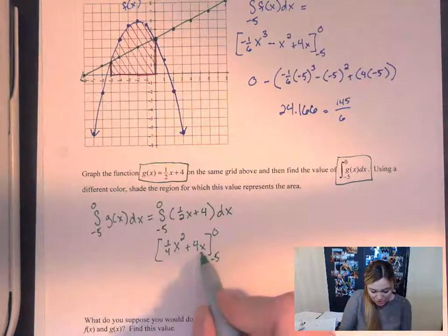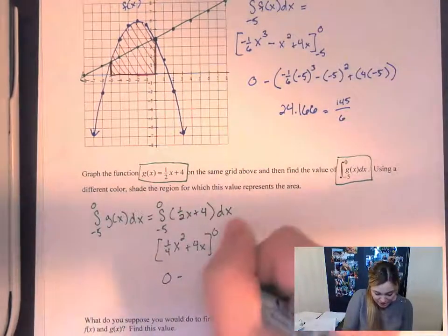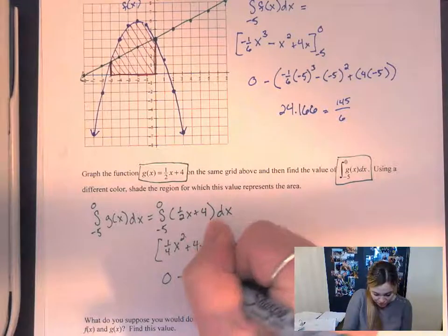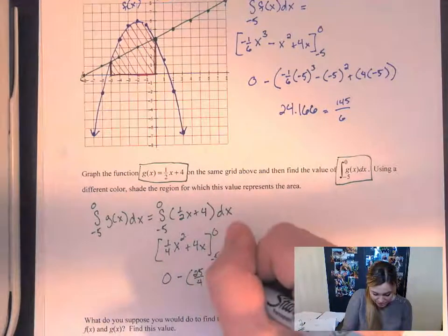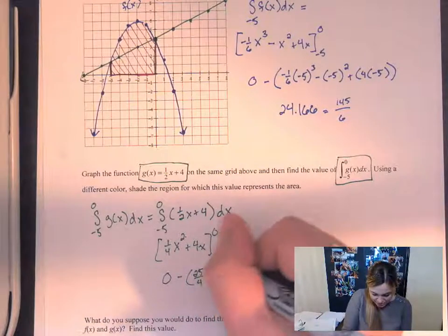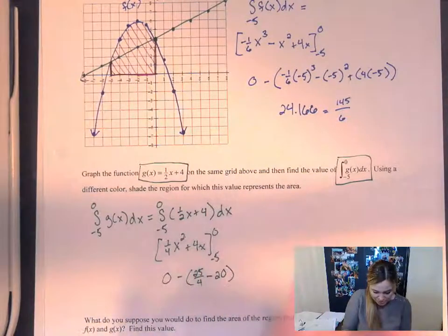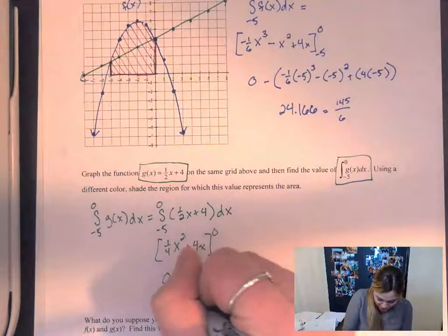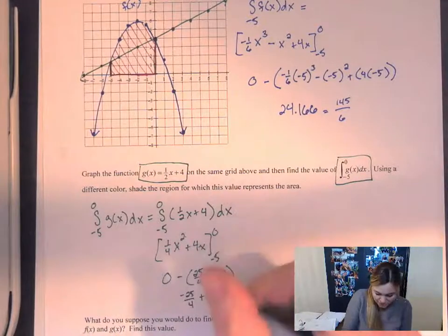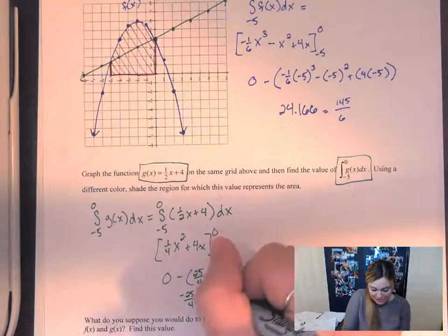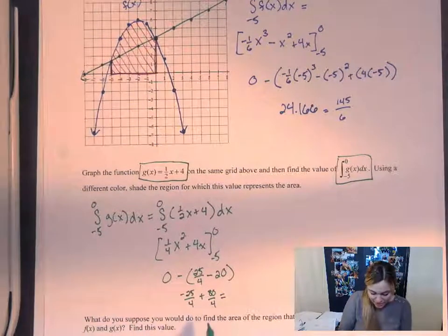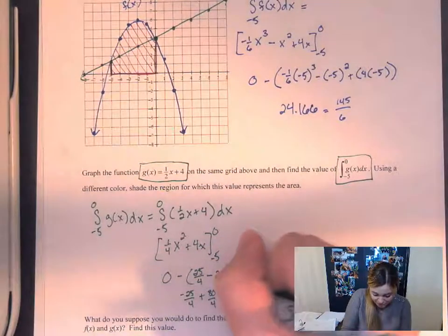So I'm going to substitute in 0 and 0, and I get 0. If I subtract, -5 squared is 25 over 4, minus 20, this would be -25 over 4, plus 20, which is the same thing as 80 over 4. If I add these together, 80 minus 25, well, 75 minus 25 is 50, so this would be 55 over 4.